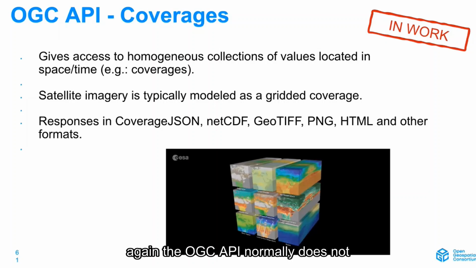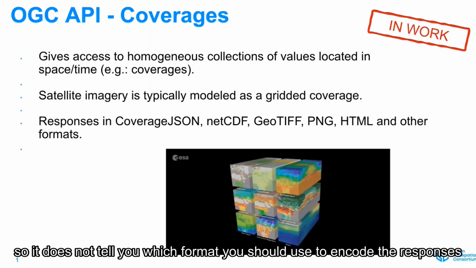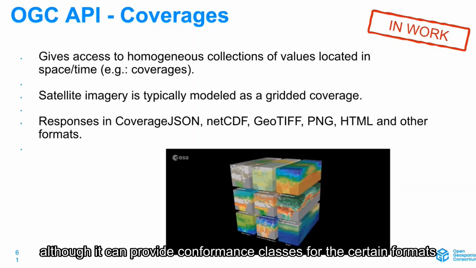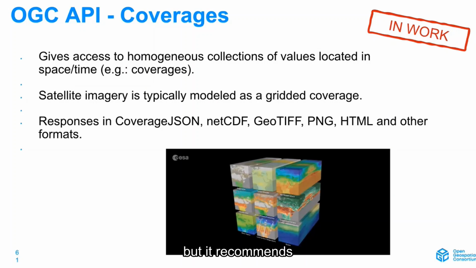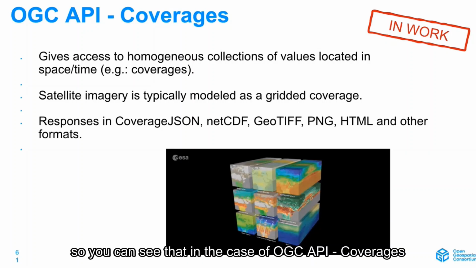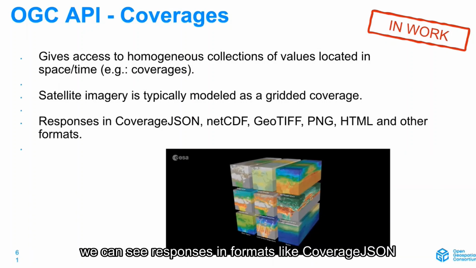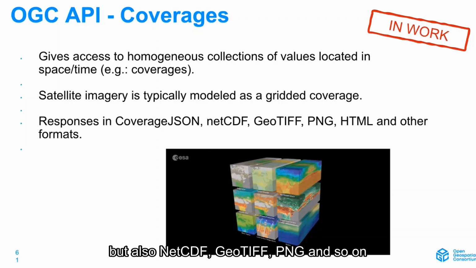Again, the OGC API normally does not mandate any formats, so it does not tell you which format you should use to encode the responses, although it can provide conformance classes for certain formats, but it recommends. So you can see that in the case of OGC API Coverages, we can see responses in formats like CoverageJSON, but also NetCDF, GeoTIFF, PNG, and so on.